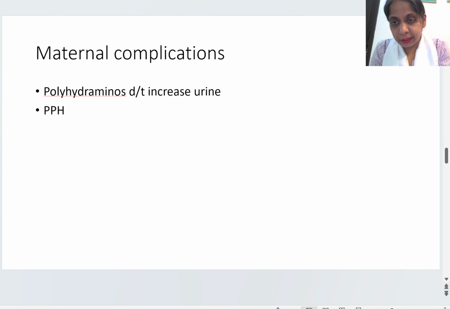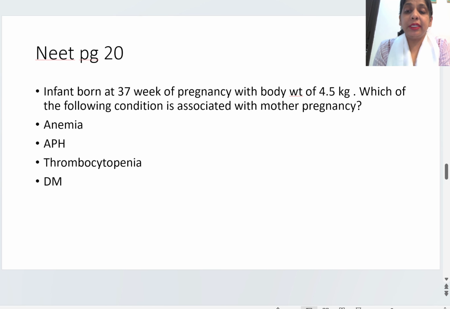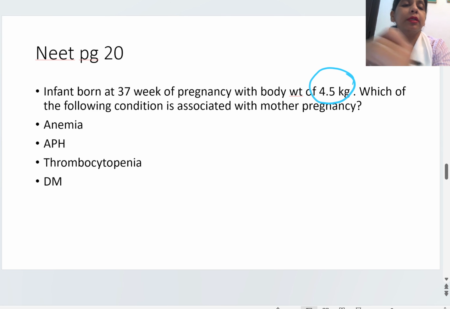Okay, so now let's see the questions. This was asked in NEET PG 2020. A baby born at 37 weeks of pregnancy with a body weight of 4.5 kg. So the body weight is more, the baby is macrosomic. Which of the following conditions is associated with the mother's pregnancy? Anemia, APH, thrombocytopenia, diabetes mellitus.